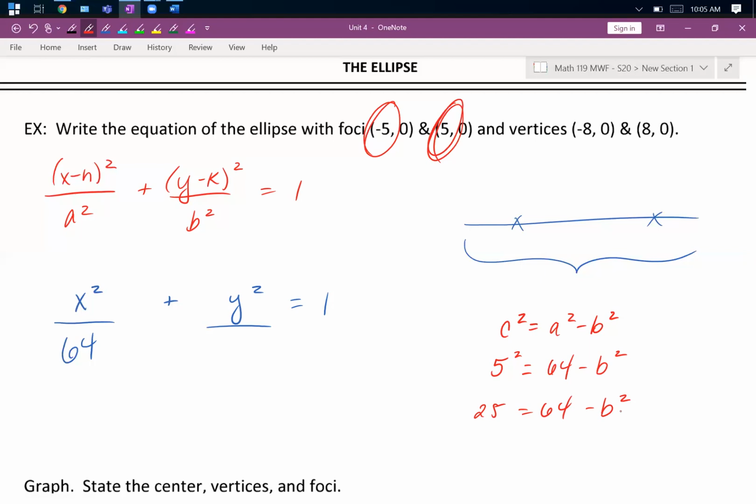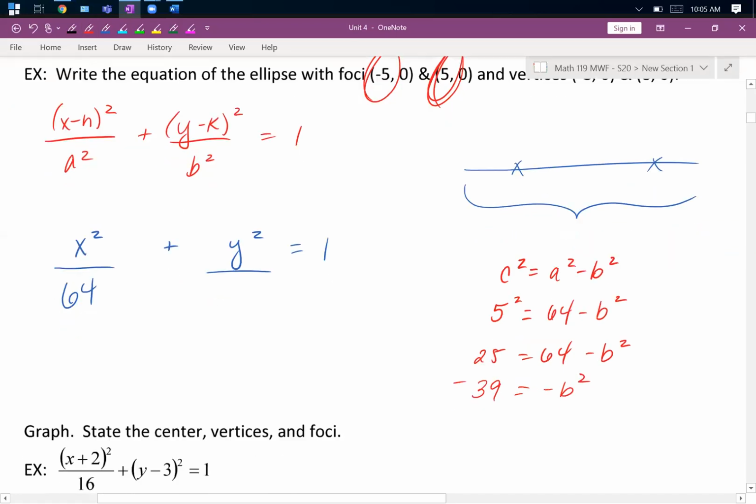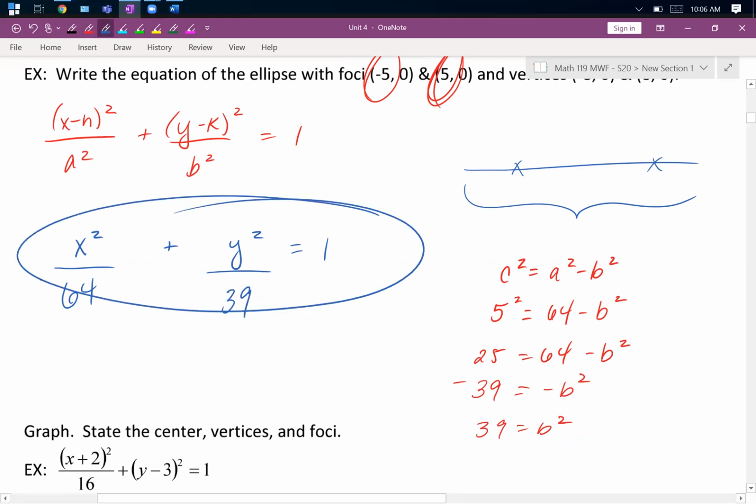So let's solve it. What's that? 64 minus that, 39. That's a negative 39 equals negative b squared. We divide, we get b squared to be 39. I wouldn't even bother trying to square root this because we're just going to square it when we put it underneath the y. So there we go. Questions at all?